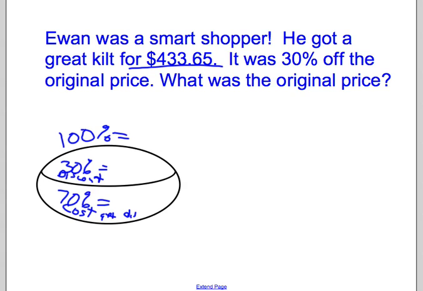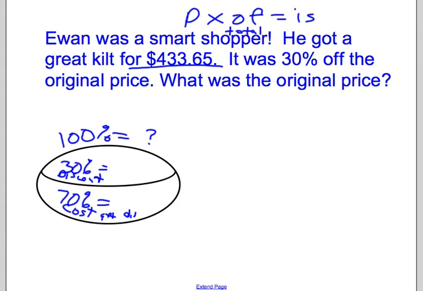Okay. If we go back to our P times of equals is, total goes in the middle. It's in our of spot, and we used original amount as an idea for total. So we know that we're going to be looking for the total. We do not know this amount. So this $433.65 has to be the discounted amount or the cost.